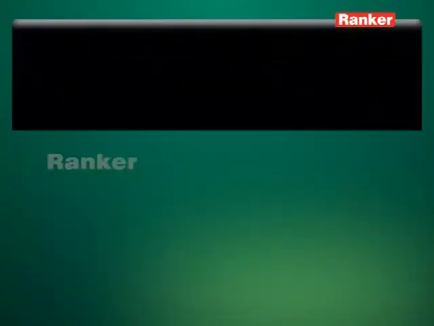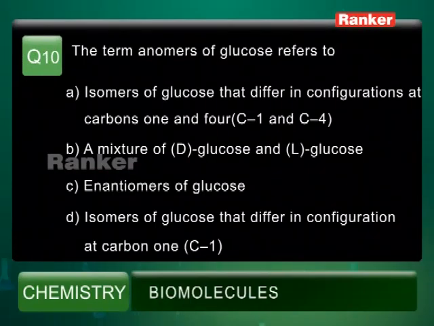Let's see question number 10. The term anomers of glucose refers to, almost a similar question as the 9th question. Statement A is isomers of glucose that differ in configuration at carbons 1 and 4. Option B is a mixture of D and L glucose. C is enantiomers of glucose. Option D is isomers of glucose that differ in configuration at carbon 1.